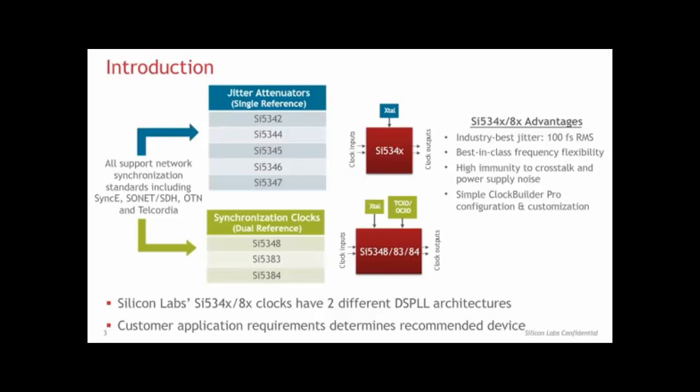Regardless of the architecture, all Silicon Labs 534X, 8X clocks have many competitive advantages. These devices have the industry's lowest jitter, the frequency synthesis provides the best-in-class frequency flexibility, the DSPLL is a digital circuit design that is not susceptible to PLL crosstalk or power supply noise, and Silicon Labs Clock Builder Pro software greatly simplifies the design process for customers.